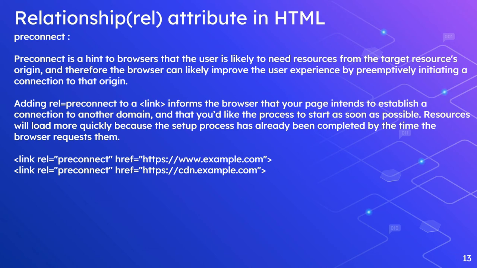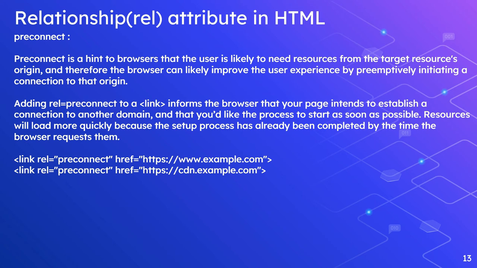The next one is preconnect. Preconnect is a hint to the browser that the user is likely to need resources from the target resource's origin, and therefore the browser can likely improve the user experience by preemptively initiating a connection to that origin. Adding rel equals preconnect to a link informs the browser that your page intends to establish a connection to another domain, and that you would like the process to start as soon as possible. It means the browser can preemptively process the connection to that origin and establish it. The same thing can be used whenever required.